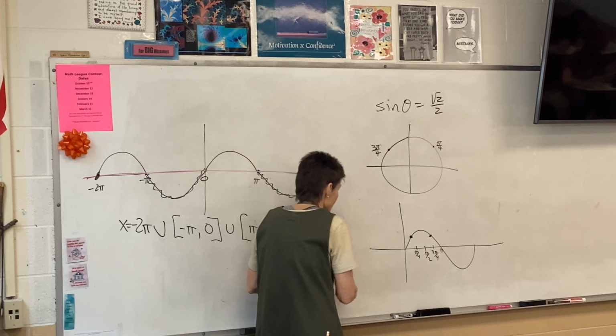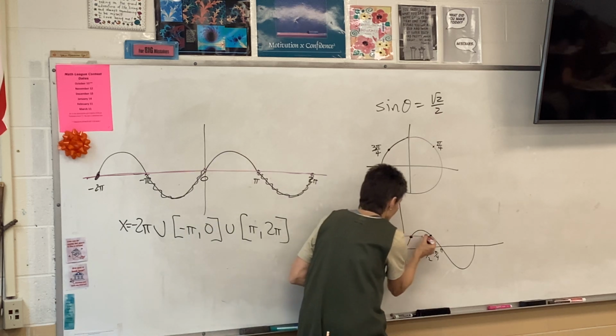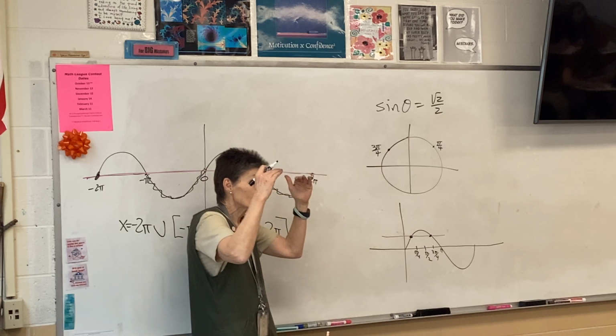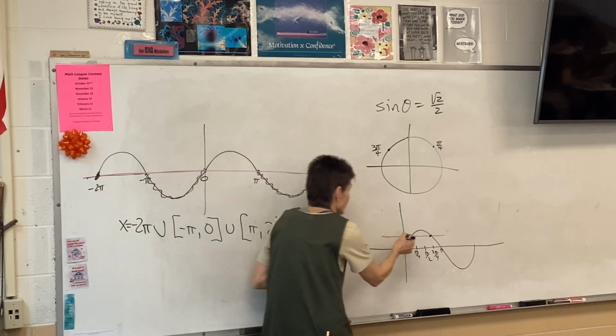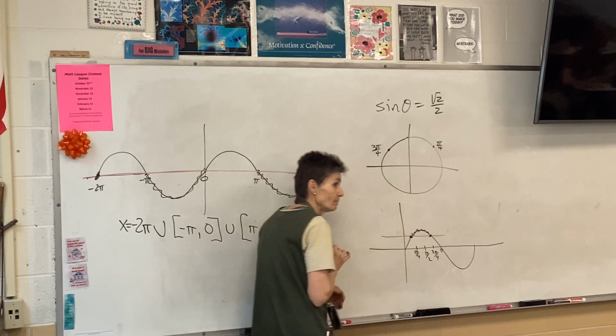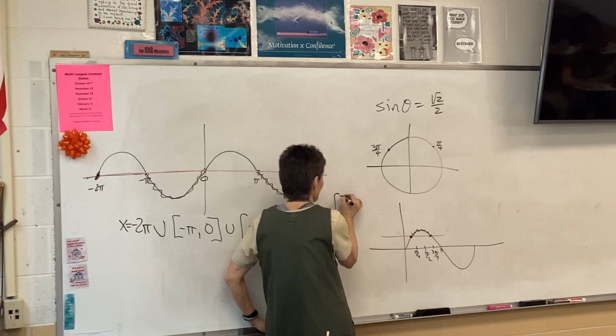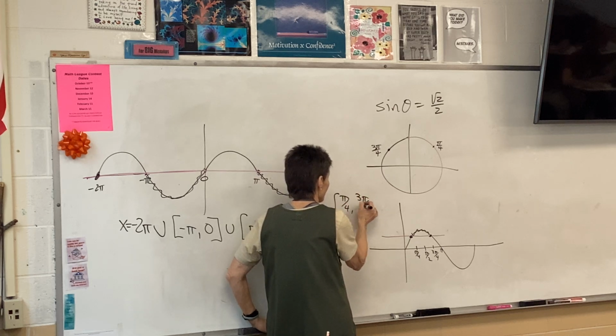So here is your equal line right here. Now we want to be above that? Greater than that? So won't this be our answer right here? So our answer is pi over 4 to 3 pi over 4.